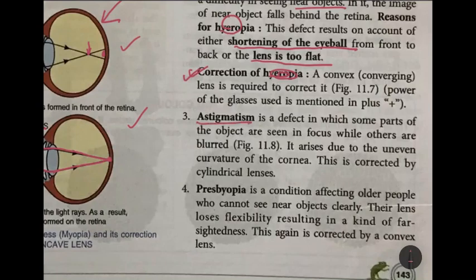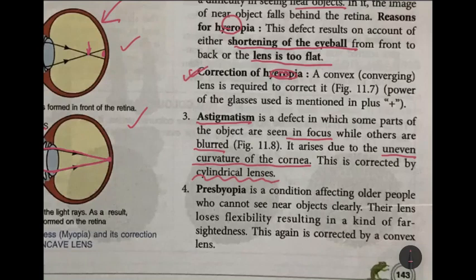This is a defect in which some parts of the object are seen in focus while others are blurred. Okay, some parts you'll see clearly, but some parts of that object you'll see blurred. And this is due to the uneven curvature of the cornea. And how is it corrected? By using cylindrical lenses.